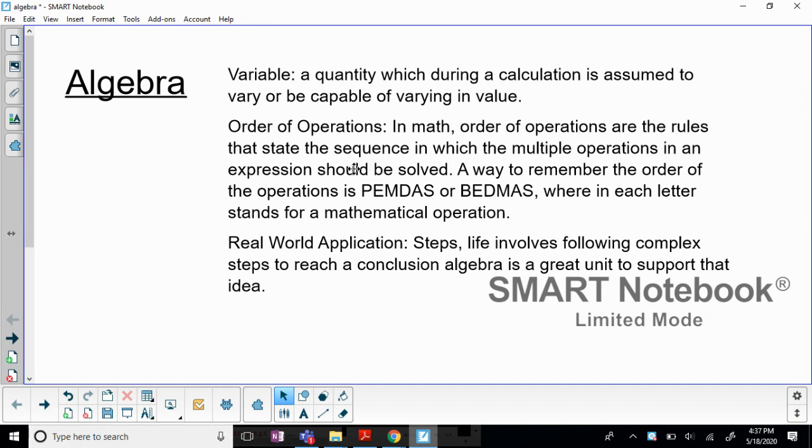And order of operations is defined as the rules that state the sequence in which the multiple operations in an expression should be solved. So this part I edited. A way to remember the order of the operations is PEMDAS or BEDMAS. Now I learned it as BEDMAS, so you can take your pick, and I'll explain that in a minute. Each letter stands for a mathematical operation. So what does all that mean?